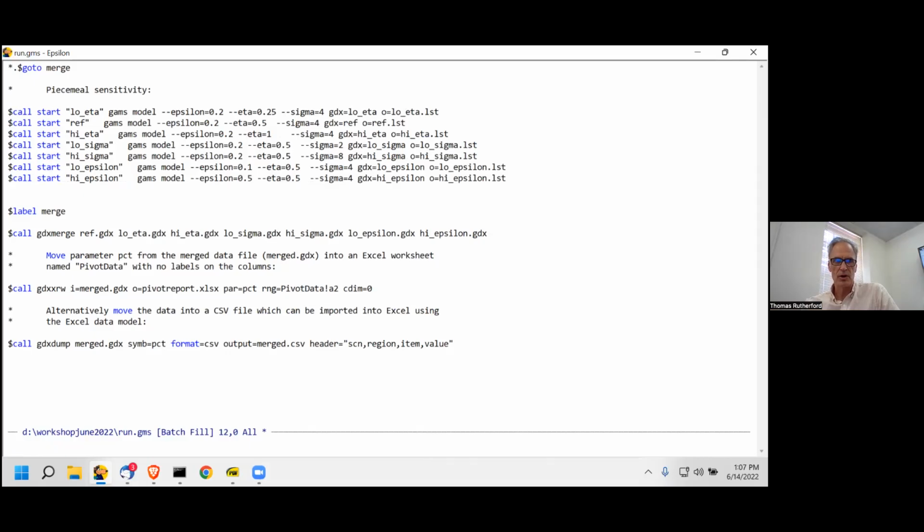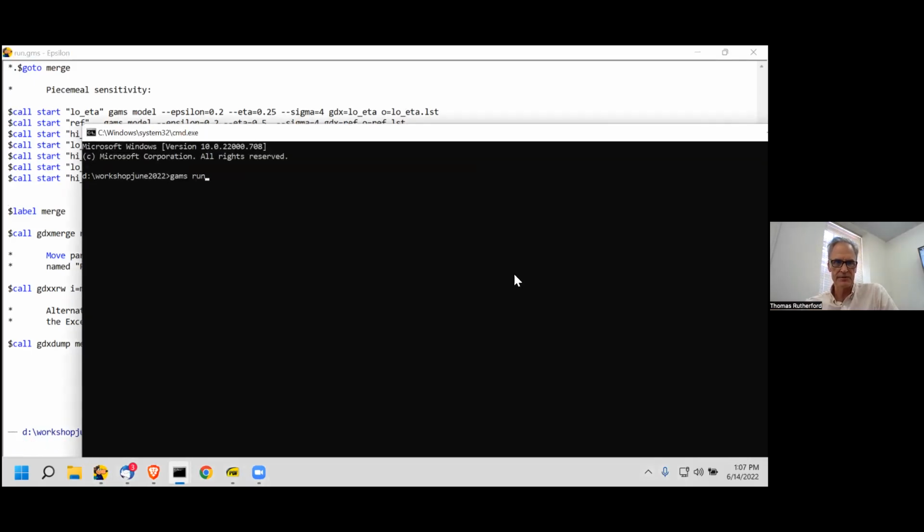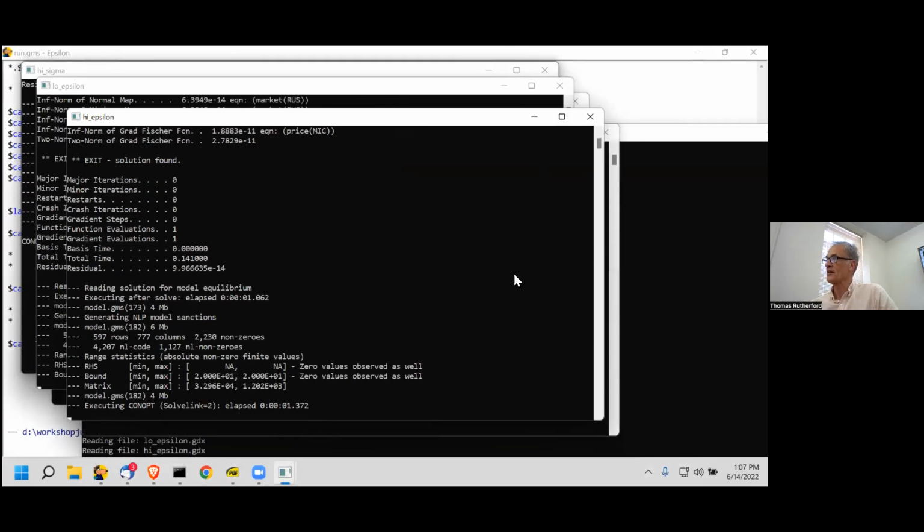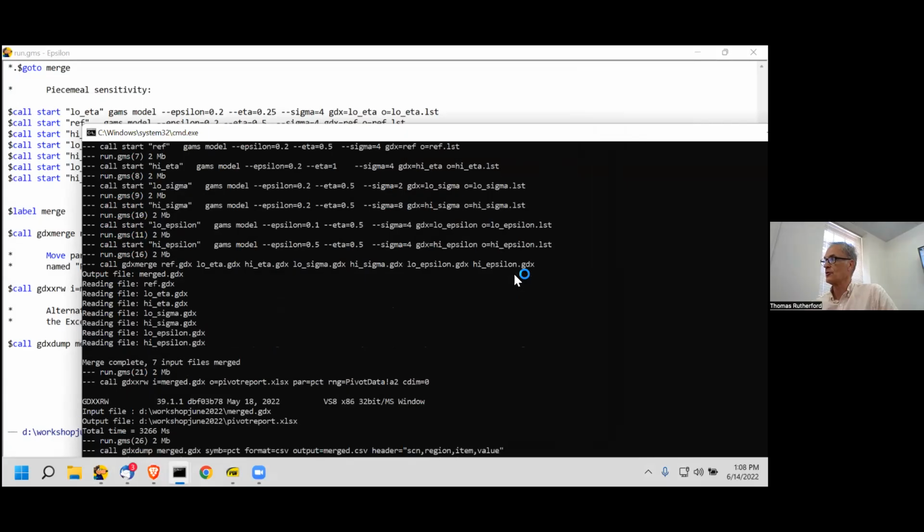So there I start them all, and it's going to happen so fast that you won't even see it. But if I say GAMS run, you can see they all start in separate windows and they run in parallel. The start command used to be something that only really nerdy guys know how to do, but now everybody has multiple cores in their machine.